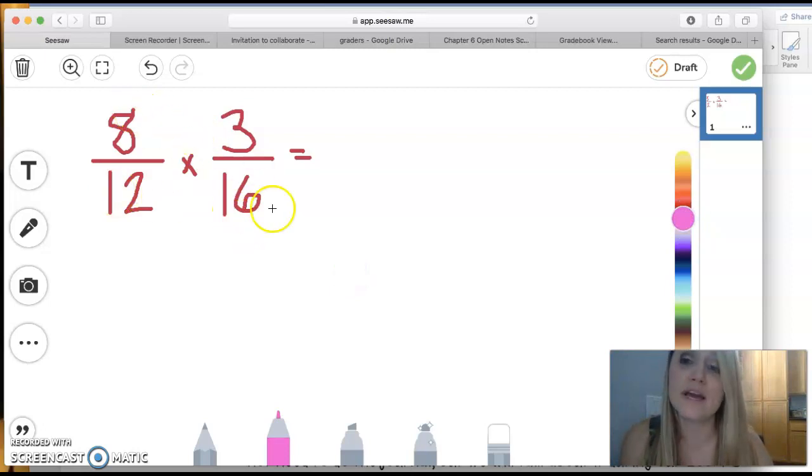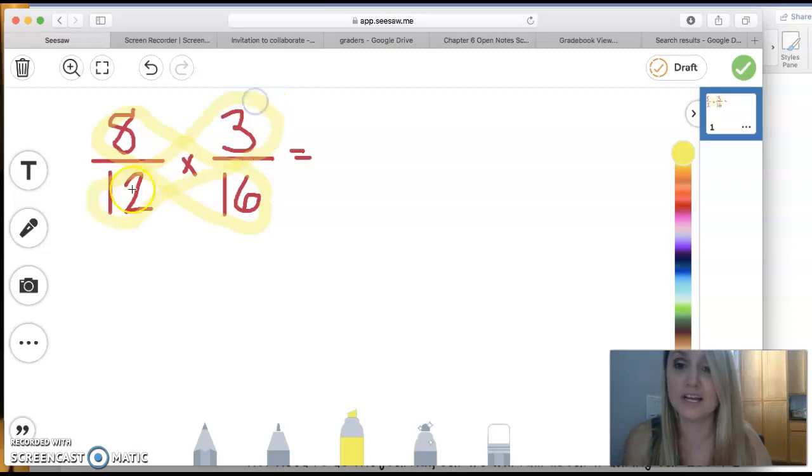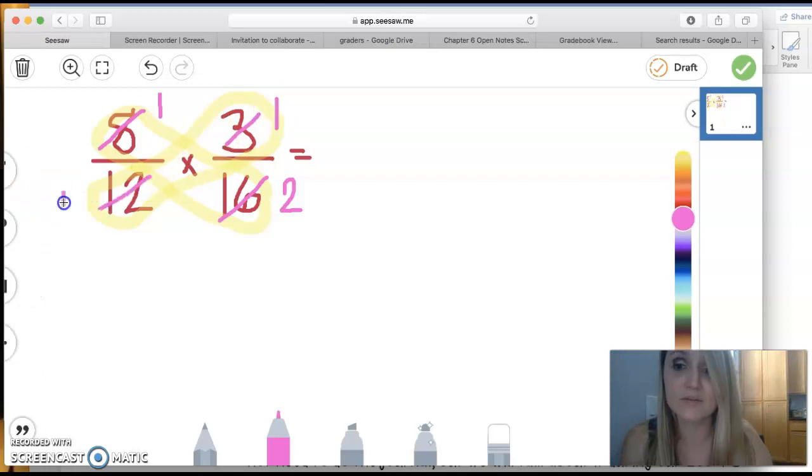So one way that you can make this easy is to reduce the numbers that are across from one another. Okay, so think of making a giant X, like a multiplication sign. So then you'd come over here and you'd say 8 goes into 8 one time. 16 divided by 8 would be 2. So basically we're reducing them, okay? Here, these two numbers have 3 in common, so 3 divided by 3 would be 1. 12 divided by 3 would be 4.